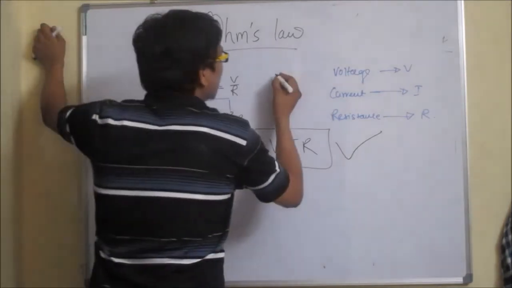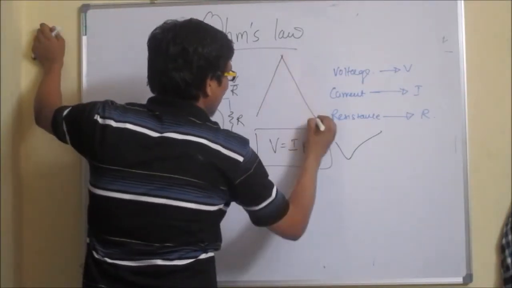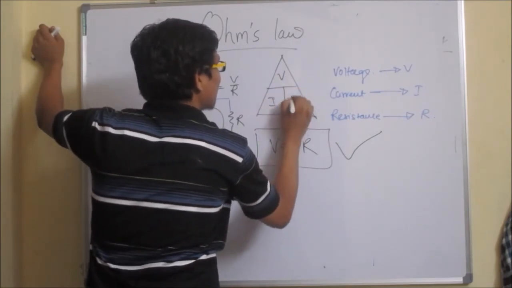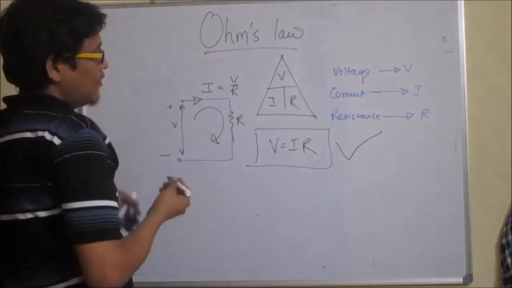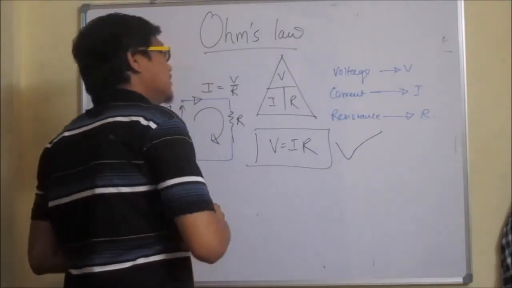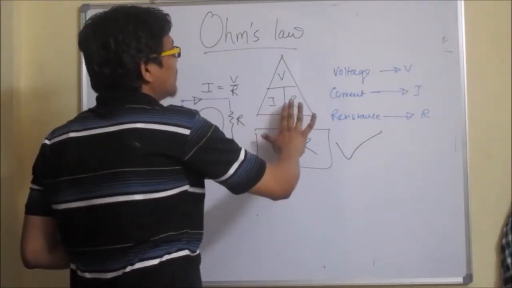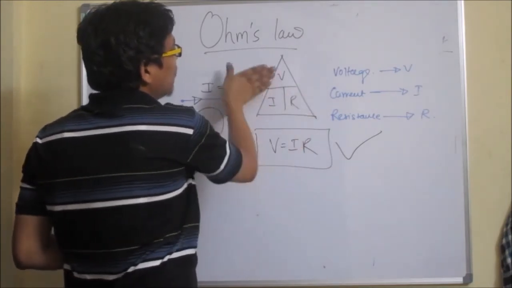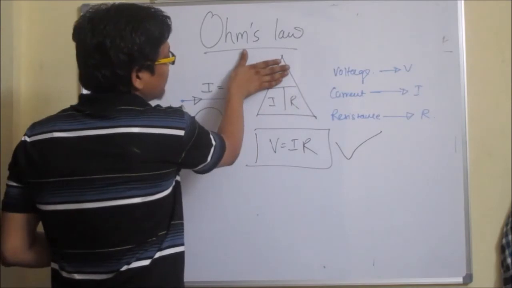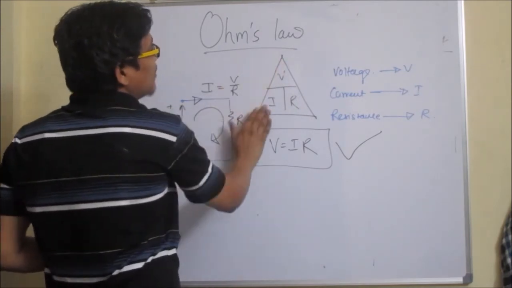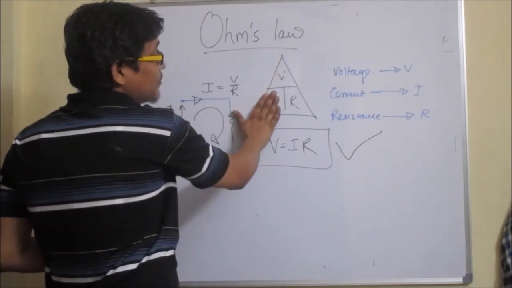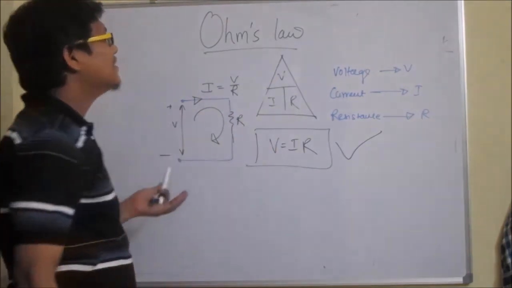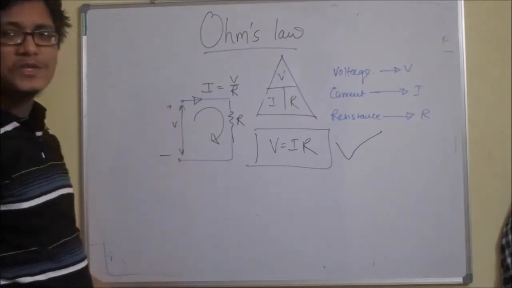For remembering, this is Ohm's triangle: V, I, R. Remember it this way. If we know voltage and current, then we can find the resistance, R is equal to V by I. If we know current and resistance, then we can find the voltage, that is equal to IR. If we know voltage and resistance, and don't know current, then we can find it by I is equal to V by R. This is Ohm's triangle.